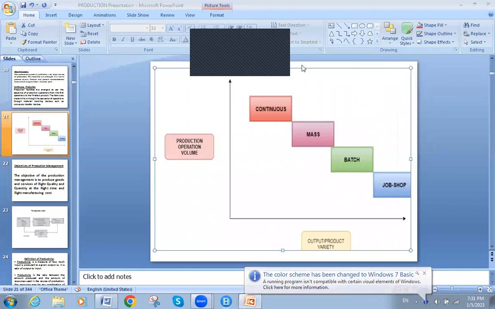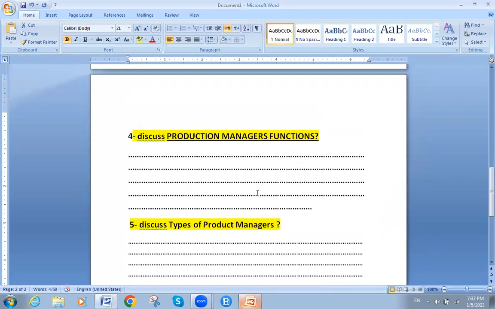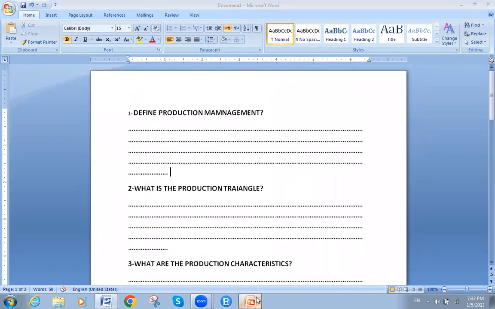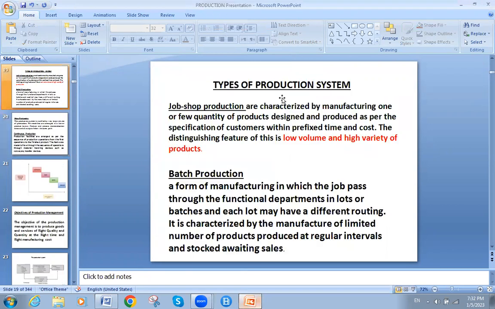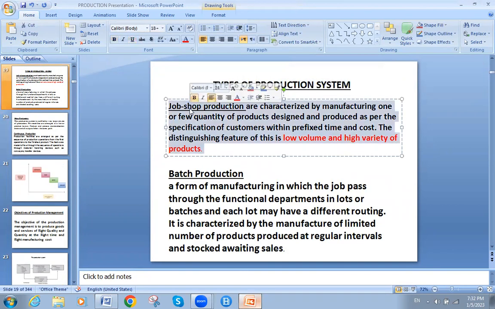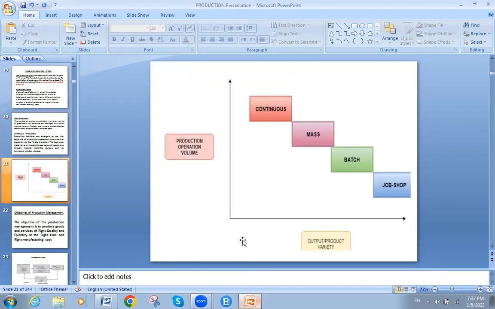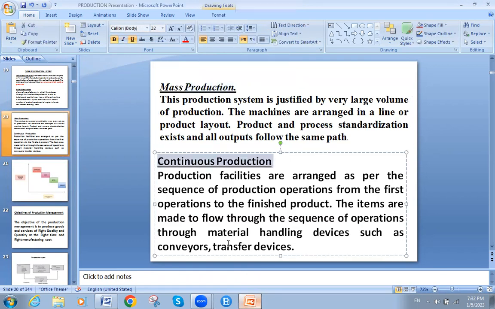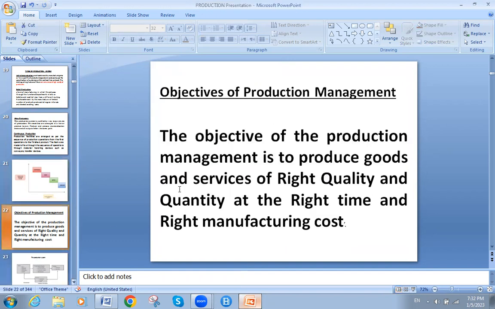This is the fifth lecture in production management. Here I just want to remind you what we talked about in the previous lecture. We handled the types of production systems: the job shop, batch production, the mass production system and the continuous production system, and every aspect of them. Here we go: job shop, batch, mass, and continuous. Those are the four types of production.